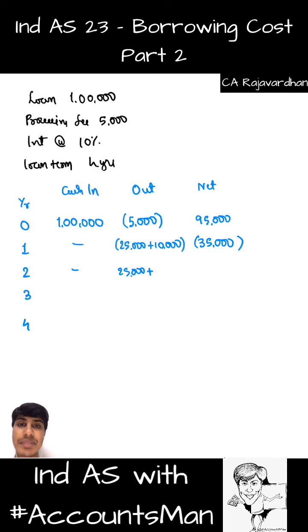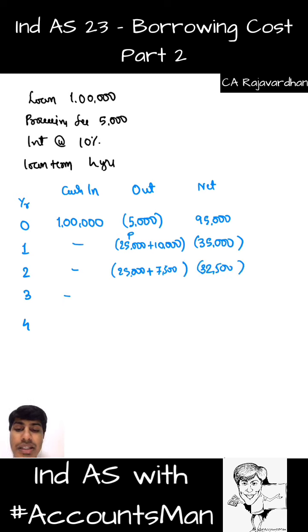And at the end of year 2 again, I will repay 25,000 and I need to pay 10% interest. This time the interest of 10% is not computed on 1 lakh. Out of 1 lakh, I have repaid principal of 25. So what is outstanding is 75,000. On that 75,000 I pay 10% interest, that comes to 7,500. So 25,000 plus 7,500, I will be paying 32,500.